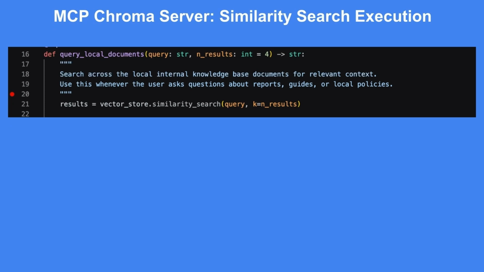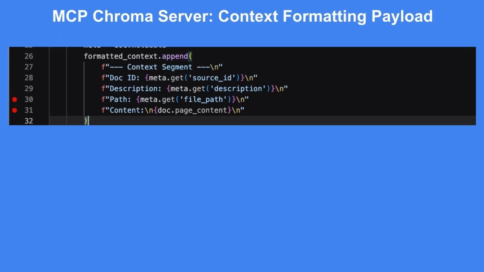vector_store.similarity_search queries Chroma to find the top matching context blocks, defaulting to the top K equals 4 closest results. Metadata extraction. The script extracts the stored payload properties, source_ID, description, file_path, embedded with each text chunk. String compilation. It packages these components cleanly into formatted context blocks separated by markdown rules, context segment, and joins them into a single coherent text chunk to stream directly into Claude's prompt window. If nothing is found, it returns a fallback notification string.